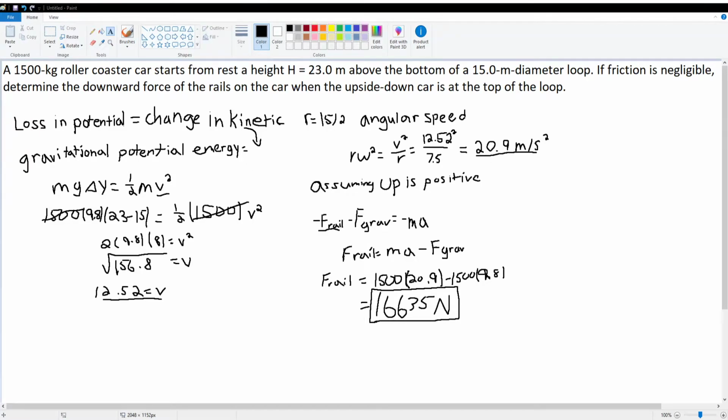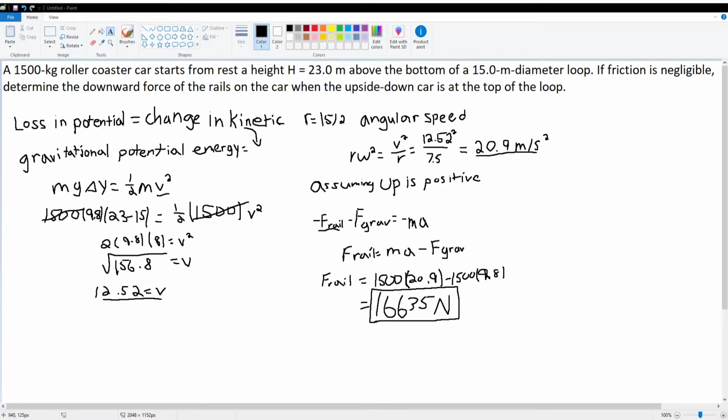Hello everybody. So today we are doing another physics problem, and this one has to do with potential energy. The problem states that a 1500 kilogram roller coaster car starts from rest at a height 23 meters above the bottom of a 15-meter diameter loop. If friction is negligible, determine the downward force of the rails on the car when the upside down car is at the top of the loop.